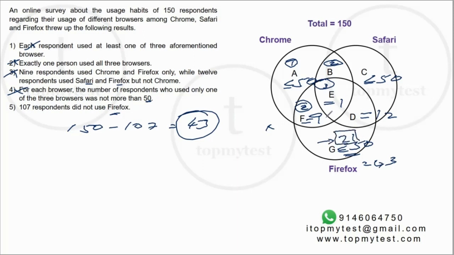43 minus the sum of all this should be 21. Right. And if I were to just look at who do not use Firefox, A, B and C do not use Firefox.